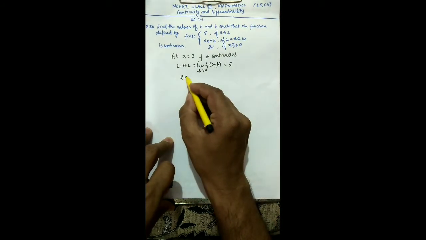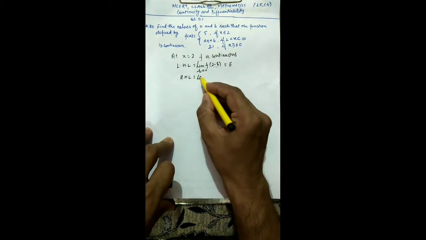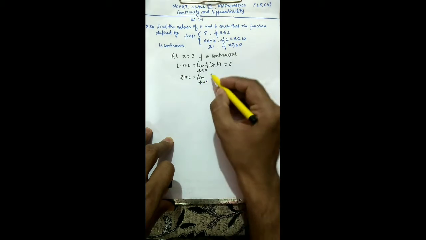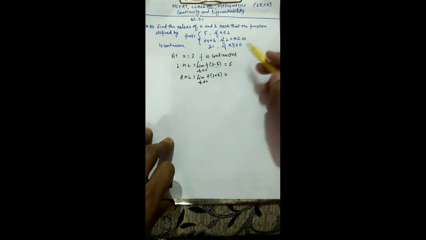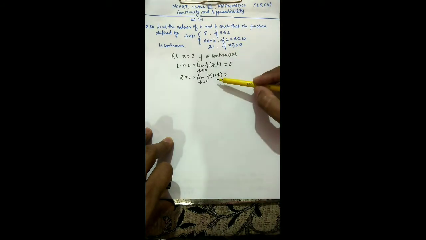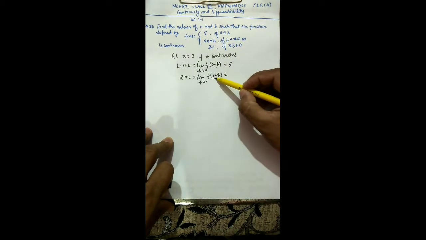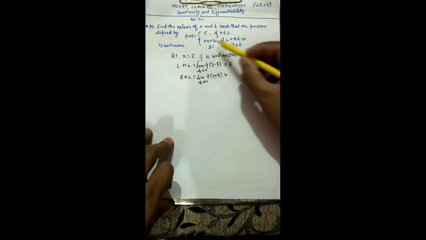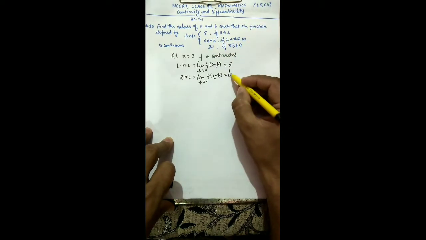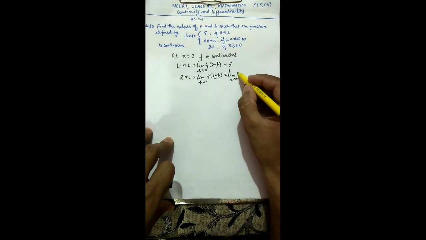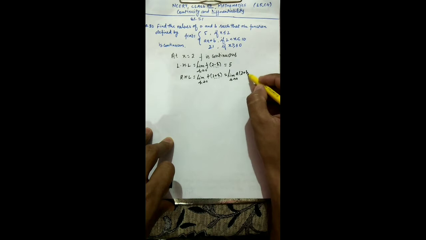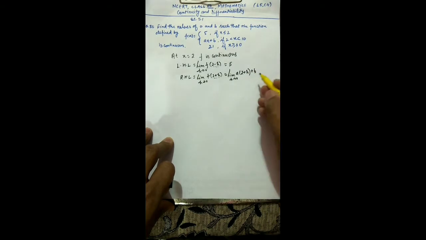Now come to the right hand limit. The right hand limit is the limit as h tends to 0 of f(2 plus h). Now 2 plus h is greater than 2. If it is greater than 2, then this comes into ax plus b, but x has to be replaced by 2 plus h. So this is a(2 plus h) plus b. Put the limit, and you will get 2a plus b.